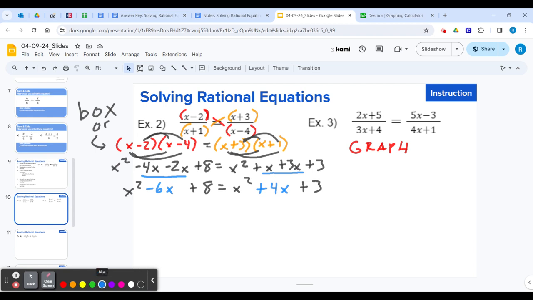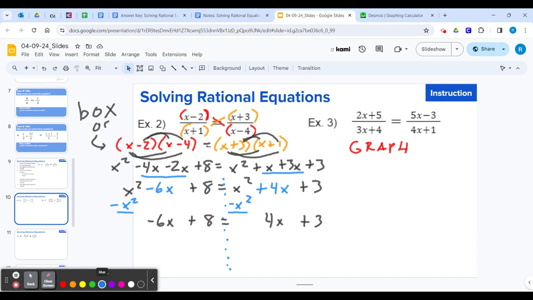Now I need to solve, so we're going to try to move everything to one side. What's really convenient here is if I move either of these x squareds over, we subtract it from both sides, and they just cancel out, which is really nice. So I'm just left with negative 6x plus 8 equals 4x plus 3.